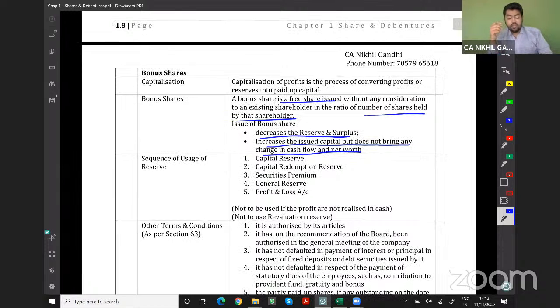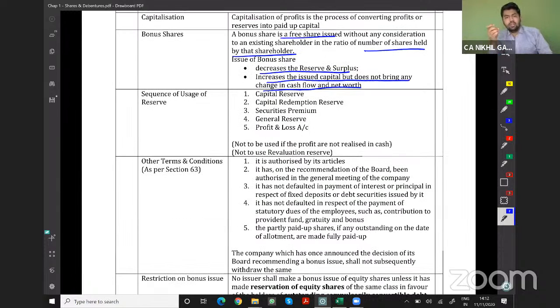So see the sequence of usage. Please remember the sequence. Normally this sequence is followed in the institute. First is capital reserve, second is CRR, third is securities premium, fourth is general reserve, and fifth is profit and loss account. Normally you will find only these kinds of reserves. So the first one to be used is capital reserve, followed by capital redemption reserve. Third is securities premium, fourth is general reserve, and the last one is profit and loss account.